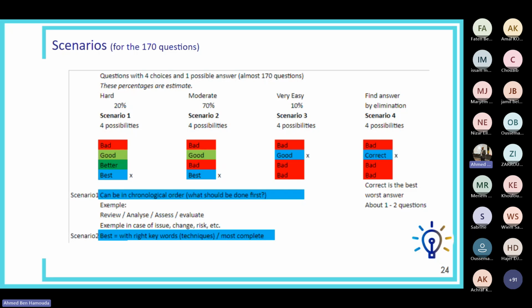They will really help you answer all the questions, at least those 170 questions that, as we called earlier, have one question with four choices and one possible answer, right? So almost all of those 170 questions will fall in one of these four scenarios.